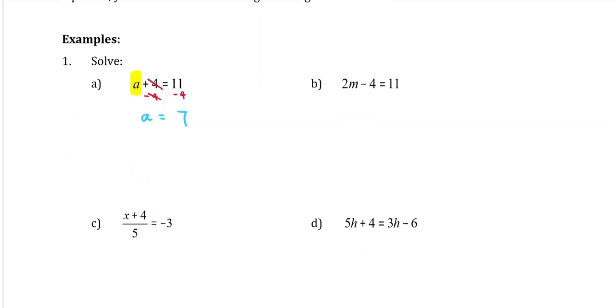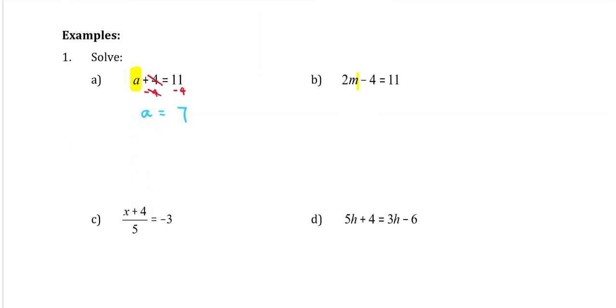Moving on to a two-step equation. We're trying to find the m, so we have the 2 and the minus 4 to get rid of. The first thing to do would be to add 4 to both sides, giving you 2m equals 11 plus 4, which is 15. The second step is to get rid of the 2. The 2 is multiplied with the m, so the opposite is to divide by 2. Cancel that 2 off there. M will be equal to 15 divided by 2, which is 7.5.